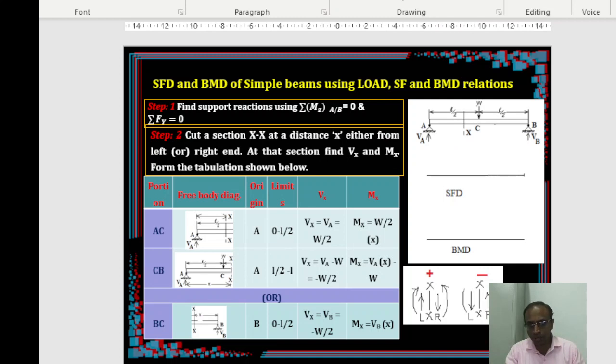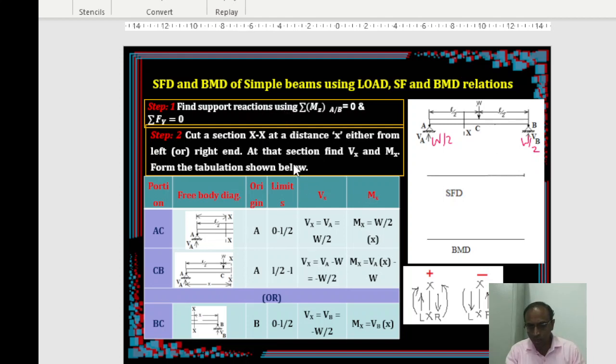In that perspective, we can simply mark the reactions without even applying equilibrium equations. You apply equilibrium equations when the loading is complex, with multiple loads acting. So we don't have to spend much time on this.